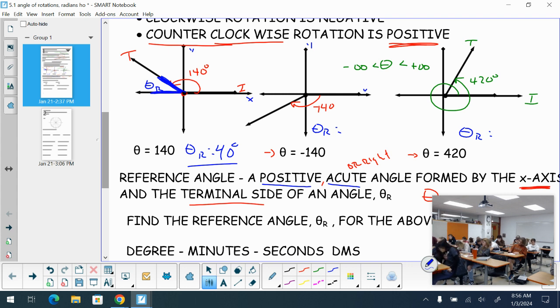Go ahead and find your reference angle for the other two angles. What is your reference angle? And once again, check your answer with somebody around you.